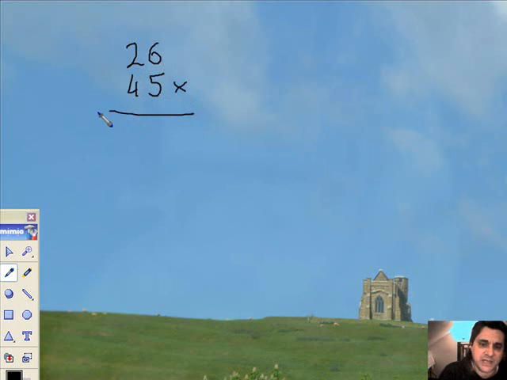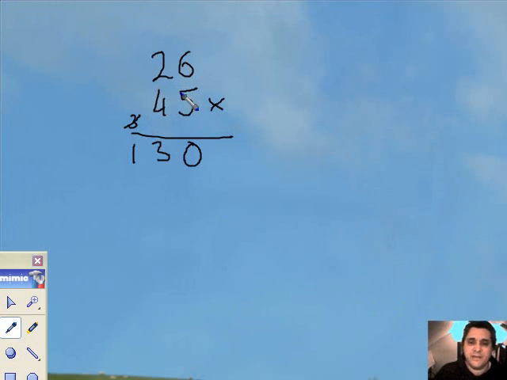So 5 times 6 is 30. Put the 3 somewhere so don't forget it. 5 times 2 is 10, plus those 3 makes 13. So I've used that to get rid of it. Essentially what I've just worked out is 5 times 26 is 130. Now the next part is to use the 4, but actually since it's 45 I'm multiplying by 40. If I'm multiplying by 40 I know the answer is going to end in a 0.